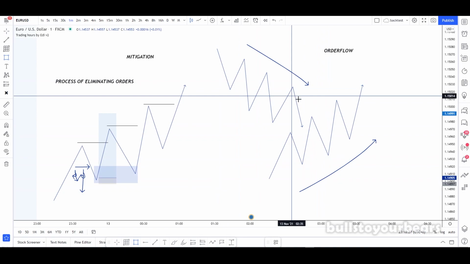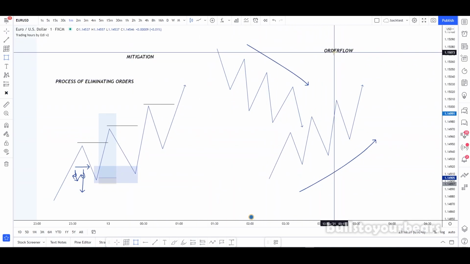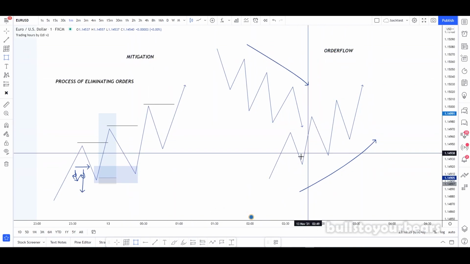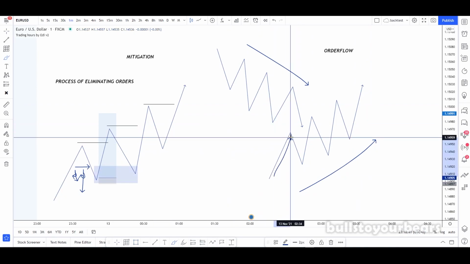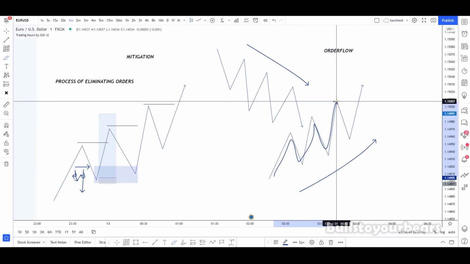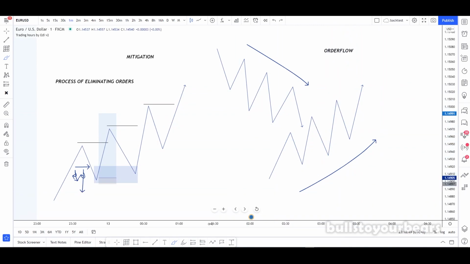I hope you guys don't get mixed up between order flow and mitigation, right? So why do I say order flow, you need mitigation to occur, right? Because this is a bullish order flow. For price to go higher, we know that price always impulses, retraces, impulses, retraces, impulses, retraces, and impulses. This is order flow, okay?